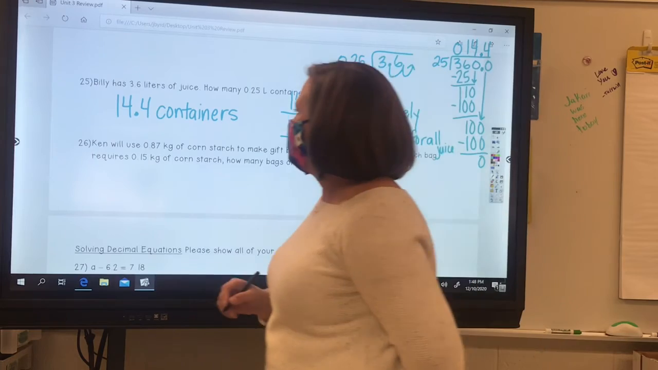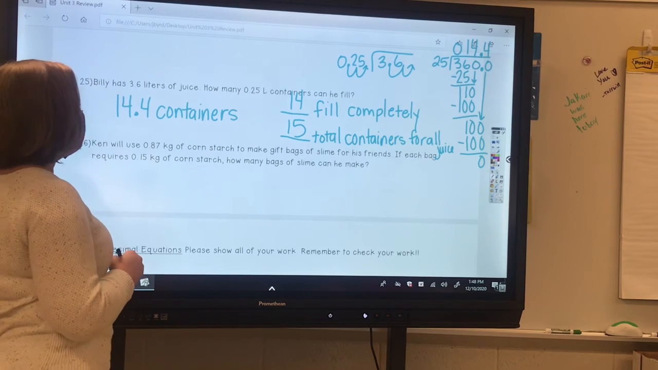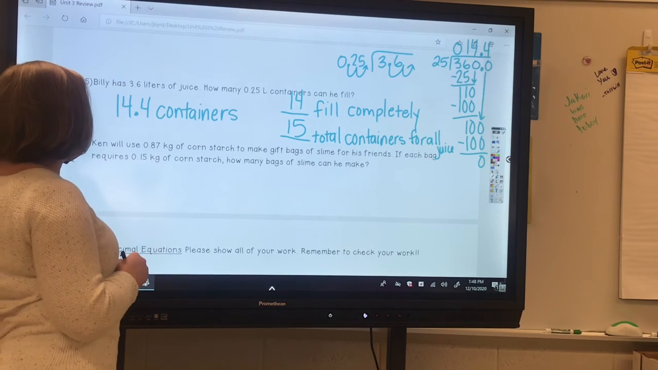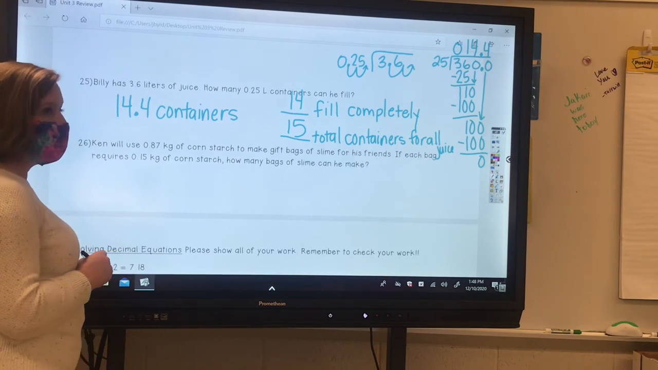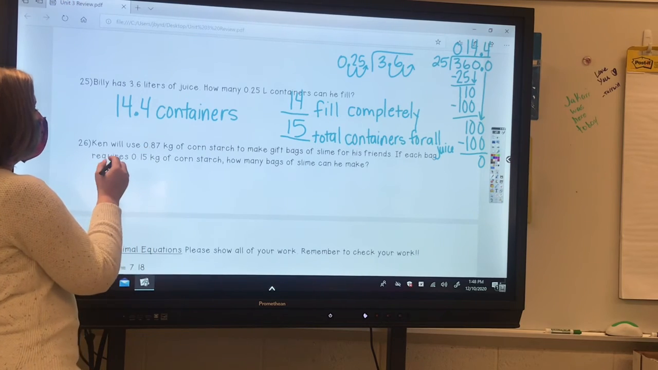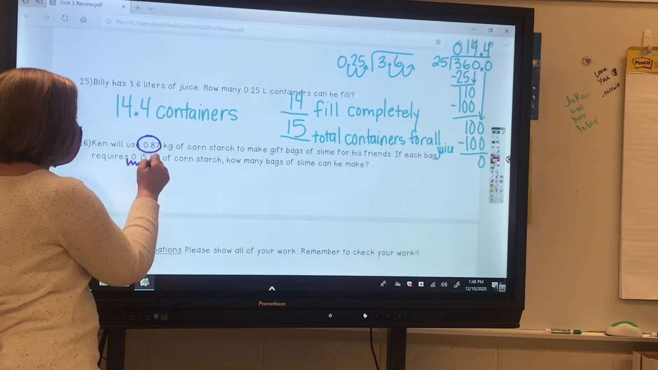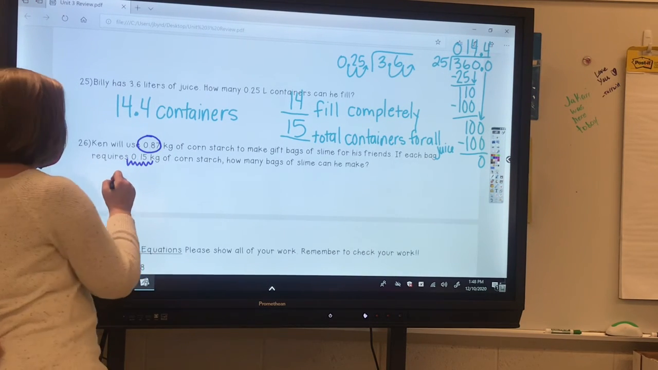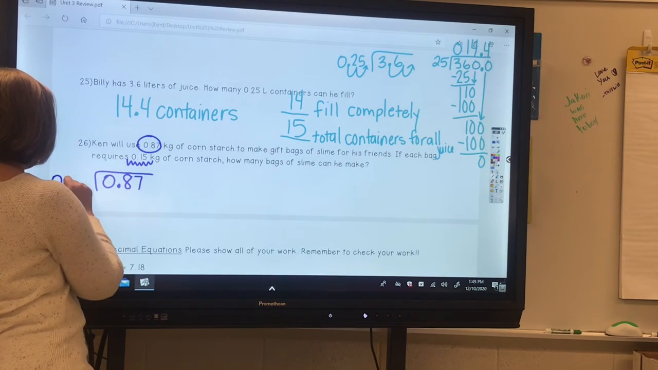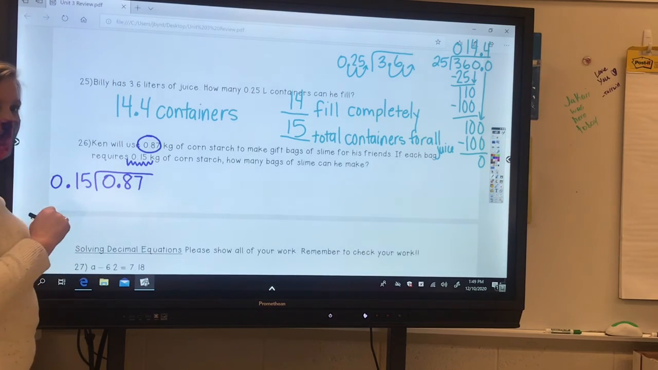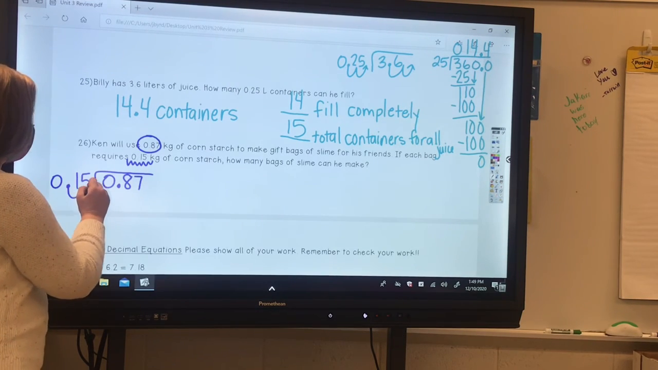Ken will use 87 kilograms of cornstarch to make gift bags of slime for his friends. If each bag requires 1,500 kilograms of cornstarch, how many bags of slime can he make? So, this is his total, okay? And we've got to divide it to figure out how many total we can make. So we are going to divide 87 by 1,500. So we've got to move our decimal.